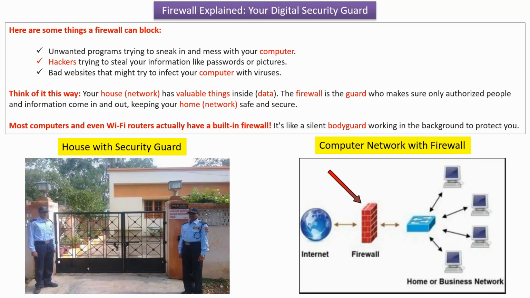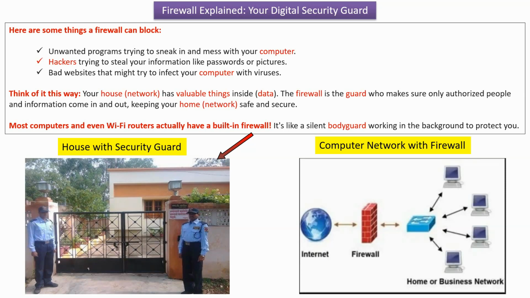Now we will see what all a firewall can block. The first one is unwanted programs trying to sneak in and mess with your computer. The second one is hackers trying to steal your information, like passwords or pictures. Third one is bad websites that might try to infect your computer with viruses.